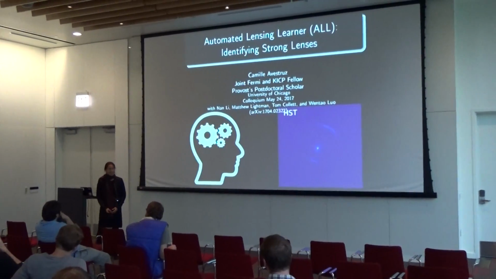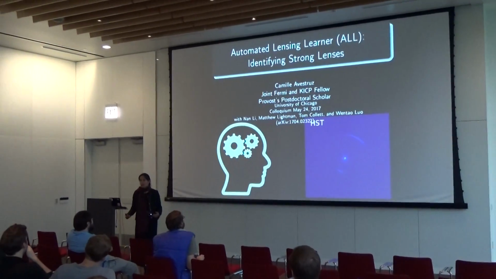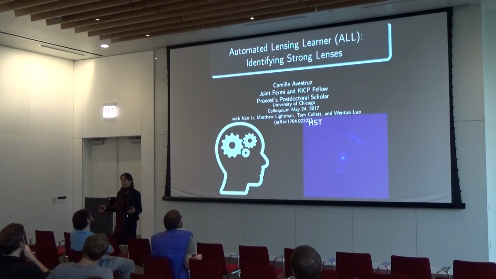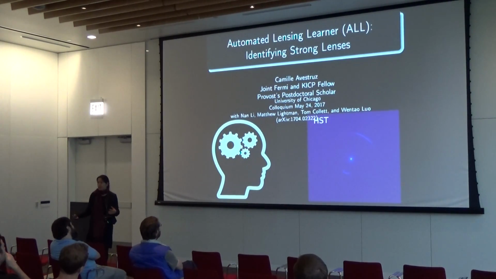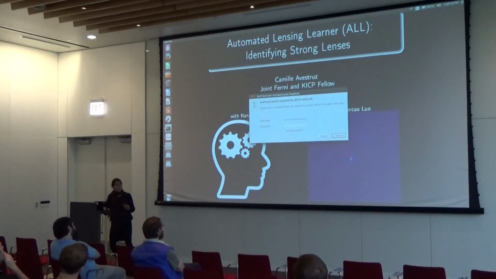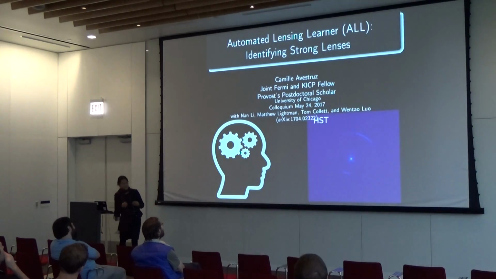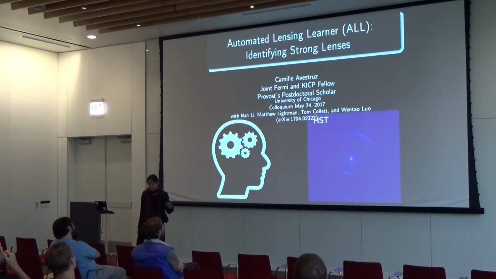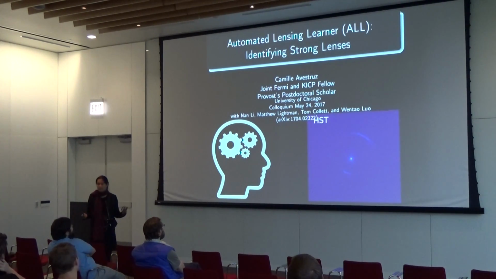Thank you for that introduction, Andre. All right, so today I'm going to be giving an overview of both a mock lensing data set in addition to an automated pipeline that we put together in order to test the data set. The name of this talk is Automated Lensing Learner, or ALL, because ideally we'd like to find all of the strong lenses that we can in the observable universe.